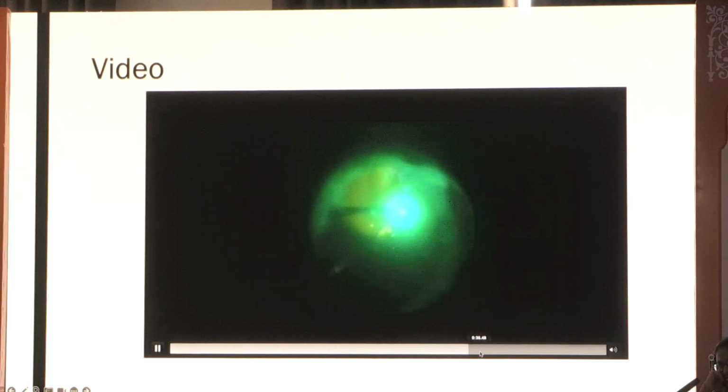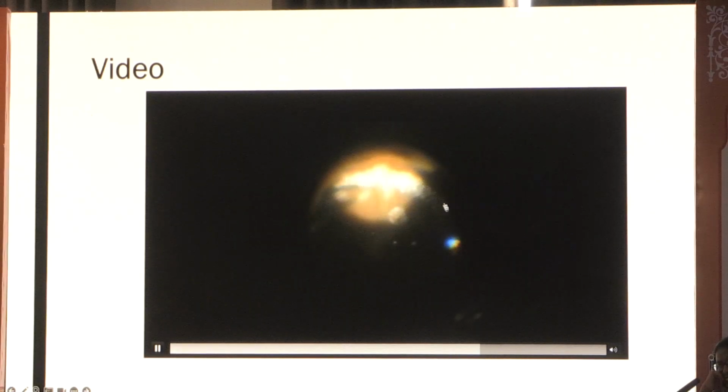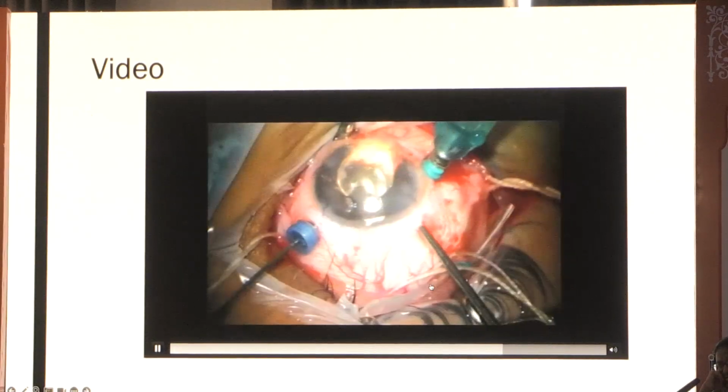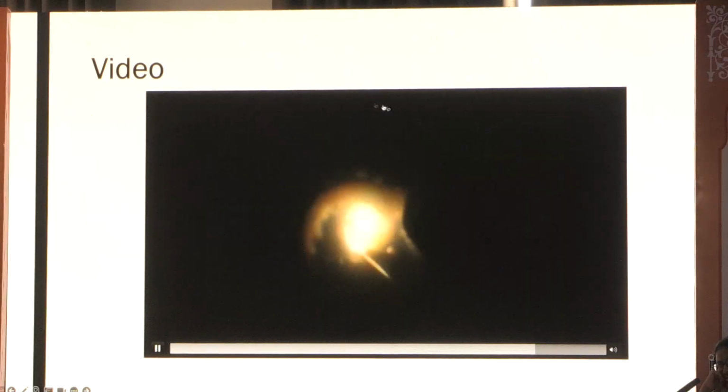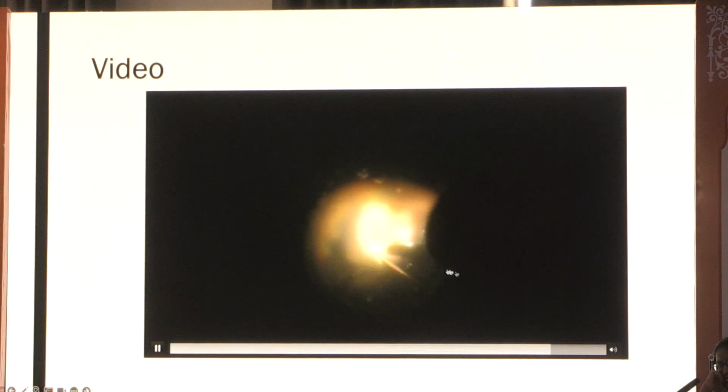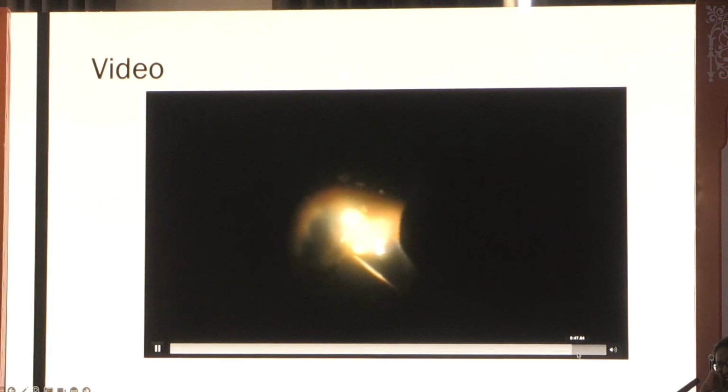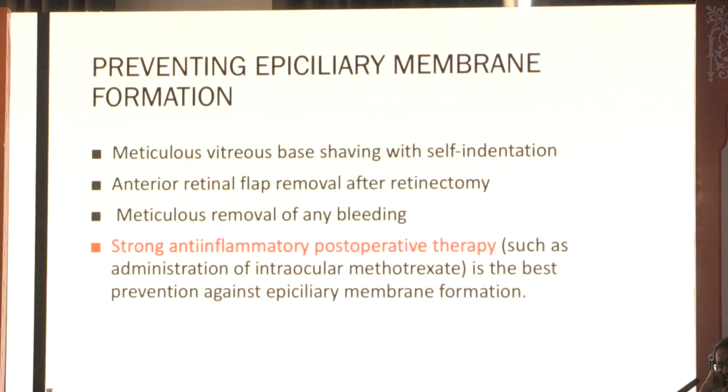So now you are able to appreciate that I have done a 360-degree retinectomy, and this cuts off the communication that it had with the fibrovascular tissue, and now I am replacing it with silicone oil. So these can sometimes be very difficult cases to do.